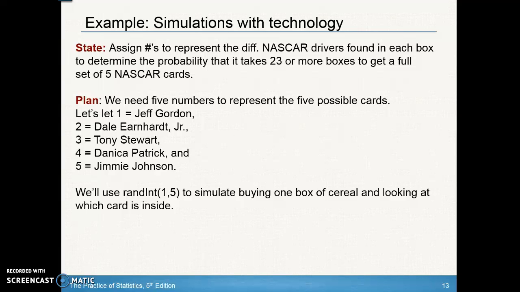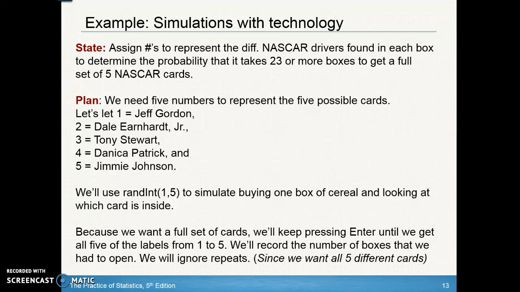We're going to keep hitting enter until we get all 5 different numbers. So in this case, we're essentially ignoring repeated numbers because I don't want the same one twice, okay? We're going to count the number of total boxes, but we're going to keep going until we have all 5 different numbers. So how do we write that?